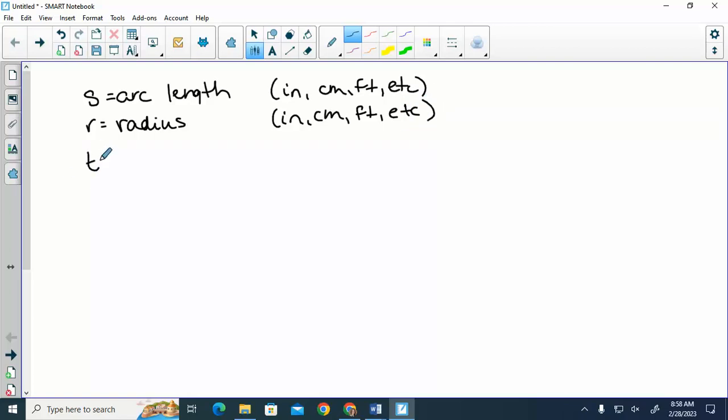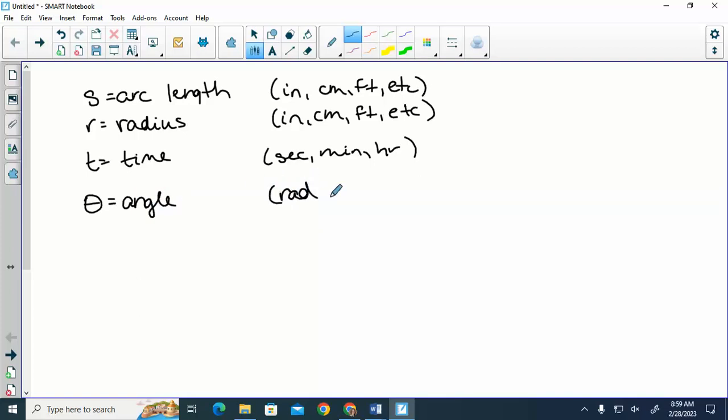Okay, what is T? Time. Seconds, minutes, hours. What is theta? Central angle, in degrees, or sometimes pi stuff. Right. It'll either be in radians or degrees, but in order to use it in the formula, we have to convert it into radians. So I might give you a degree measure to start with, but you always have to change it into radians before you can use our formula.